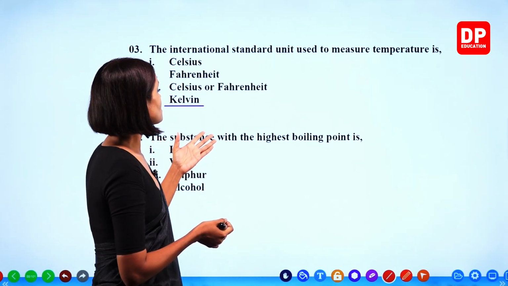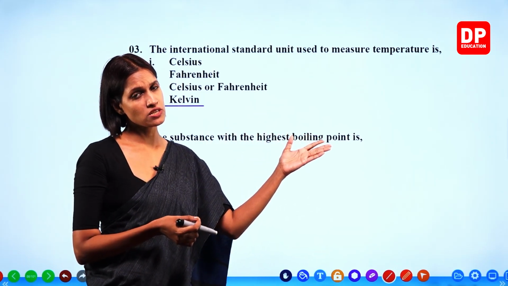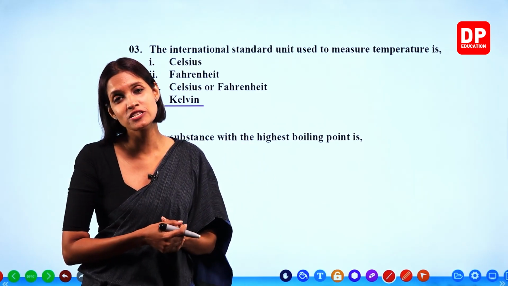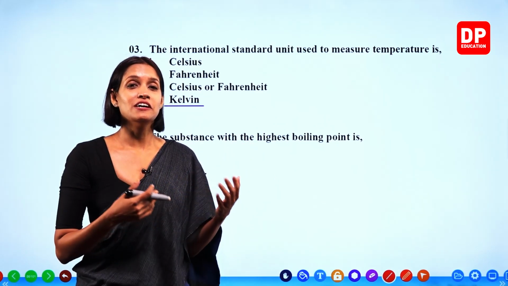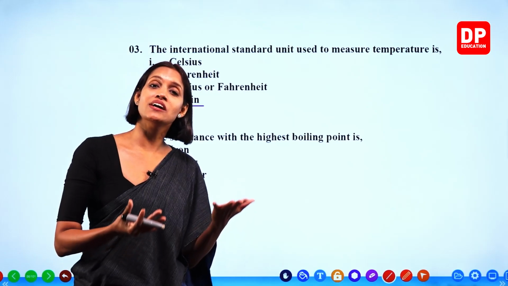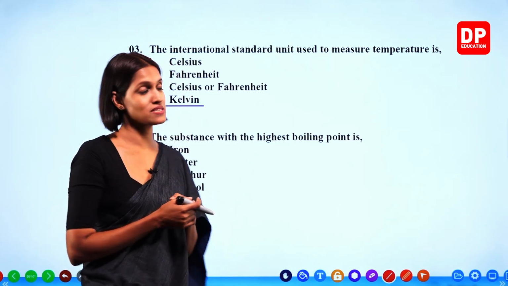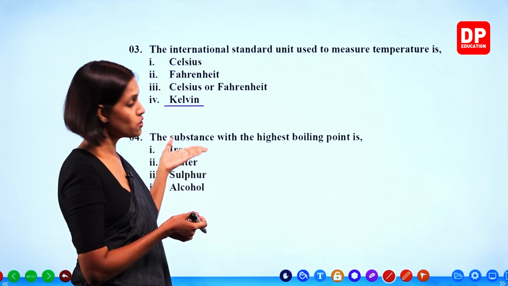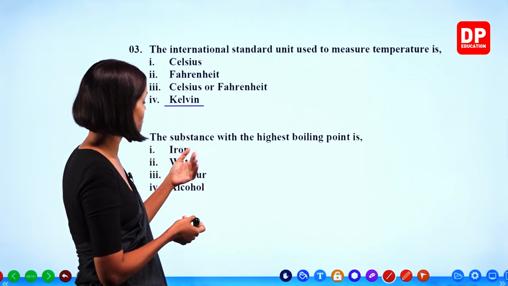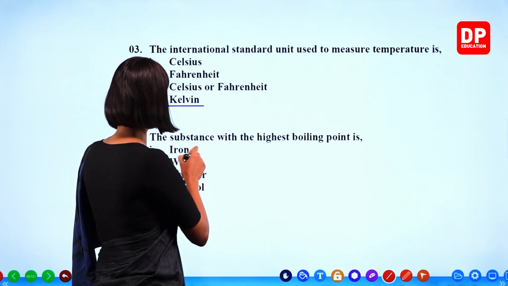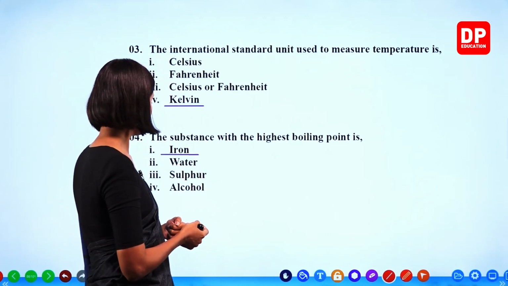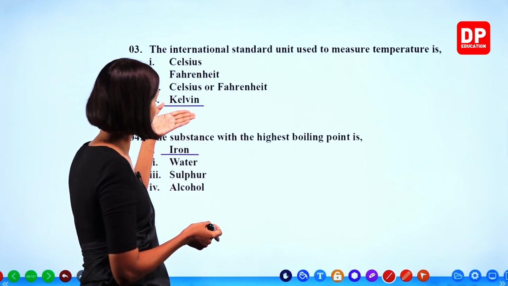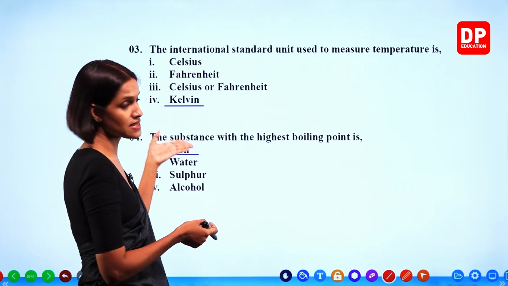Number 4. The substance with the highest boiling point is, what type of substances have relatively higher boiling points, children? We learned that metals have relatively higher boiling points than non-metals. We'll go through this. Iron, water, sulfur, alcohol. Water, sulfur, alcohol, they all are non-metals. Right? Iron is a metal. So, the substance with the highest boiling point out of these 4 substances is iron.